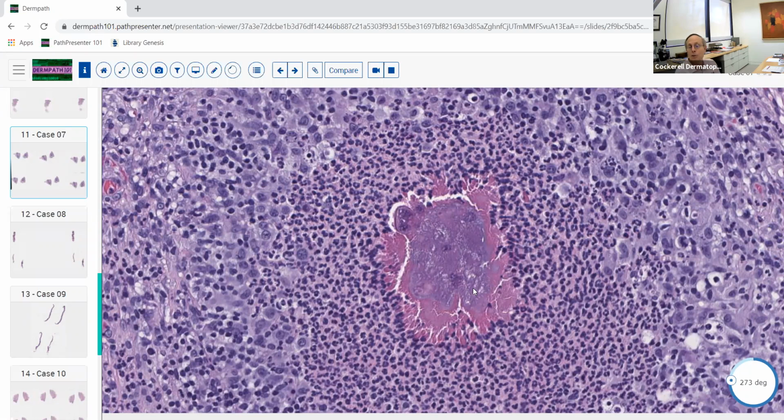And then special stains can help you here. Obviously, do a Gram stain. If it's actinomyces, you're going to see some gram-positive filamentous rods forming this kind of grain-like organism here.